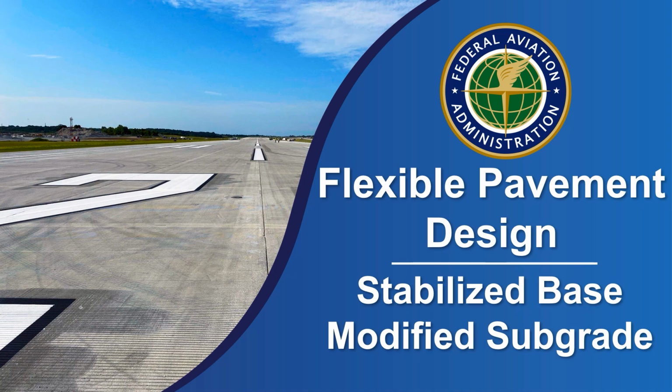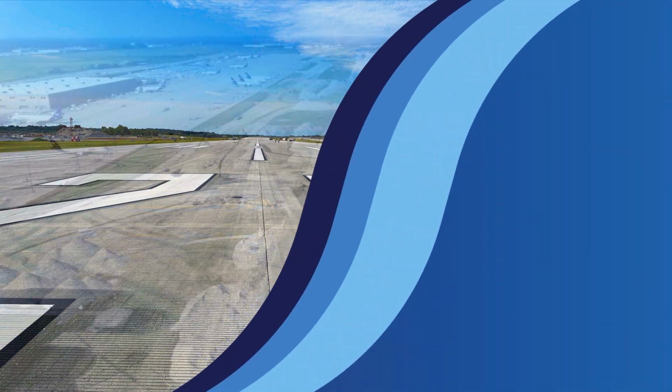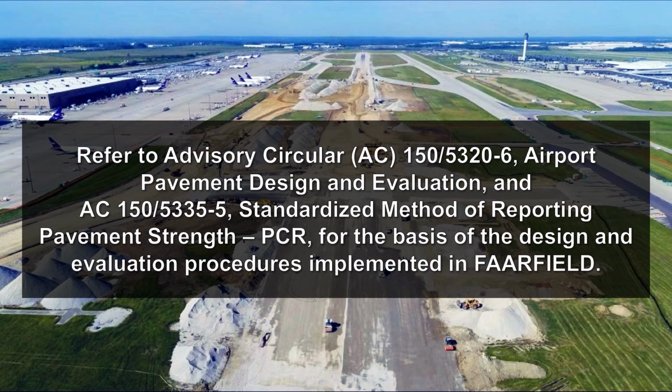This video explains how to use Farfield 2 to create a flexible pavement design on a stabilized base and modified subgrade. This video is part of the Farfield Pavement Design series by the Federal Aviation Administration Office of Airports. Refer to Advisory Circular AC 150/5320-6, Airport Pavement Design and Evaluation, and AC 150/5335-5, Standardized Method of Reporting Pavement Strength, PCR, for the basis of the design and evaluation procedures implemented in Farfield.